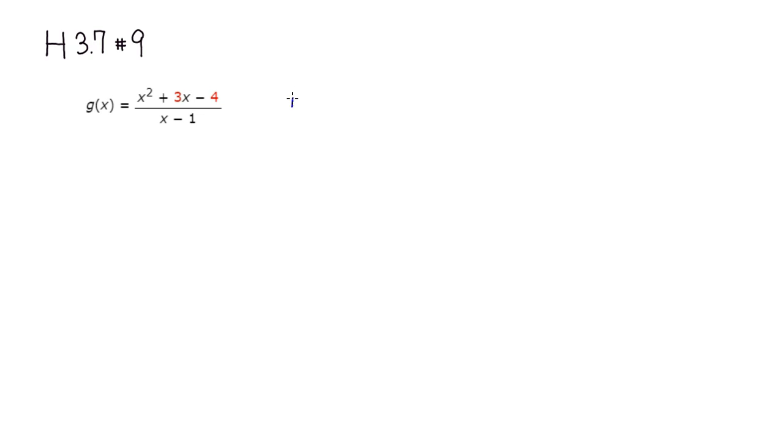So the domain of G would be x is not equal to 1. So 1 is the only bad number. All right, but we can simplify this, right? Other than we cannot have x equals 1, we can factor the numerator as x minus 1 and x plus 4. You can see that if you multiply out, you get the numerator there.